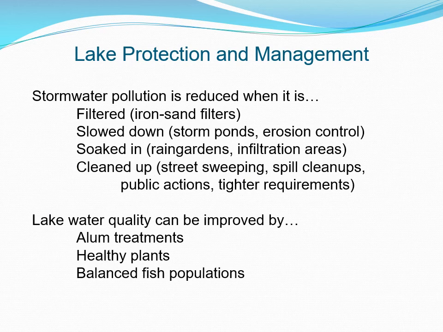In Eagan, we can do a couple different things to help make this better. So one thing is to clean up that stormwater before it even gets to the lake. We can filter it, we can slow it down by putting constructed ponds in the way. We can soak it in with rain gardens and other infiltration areas. We can clean up the impervious surfaces themselves.